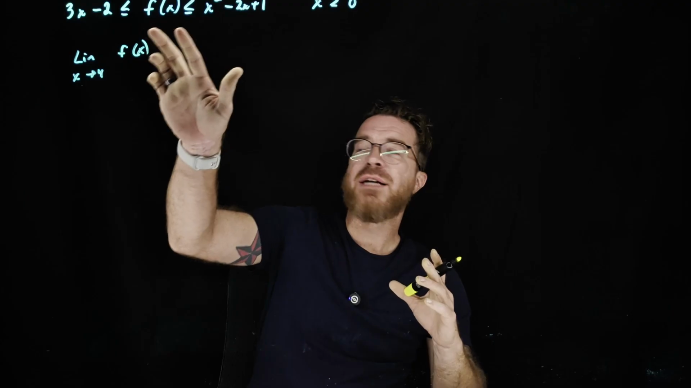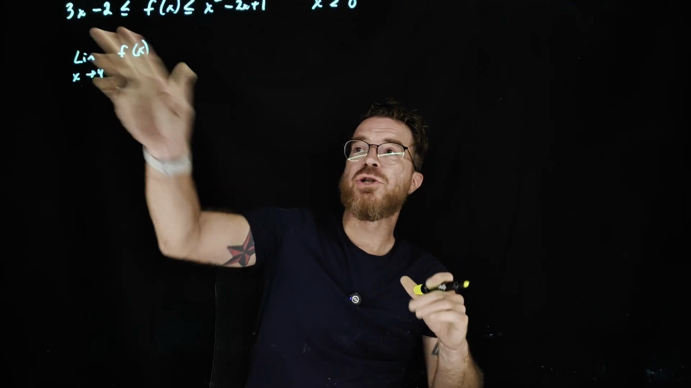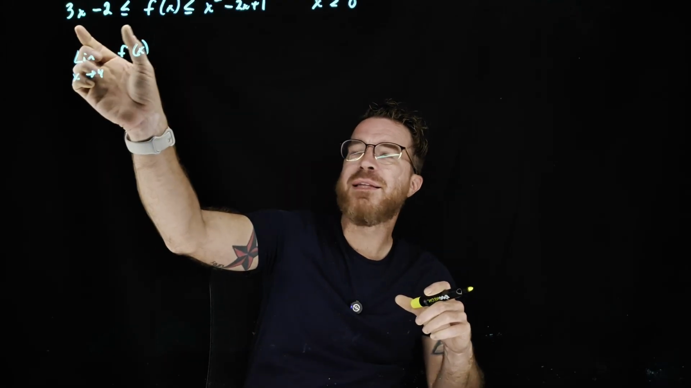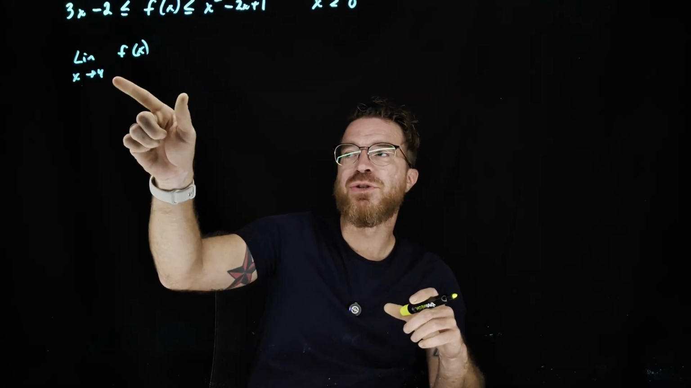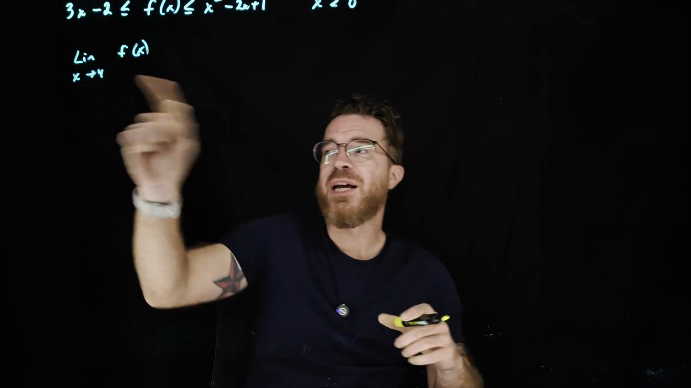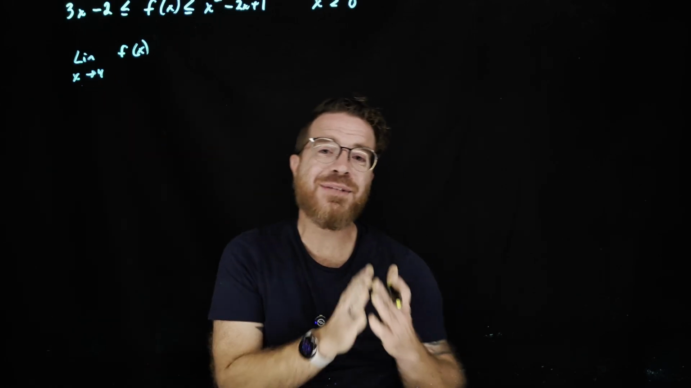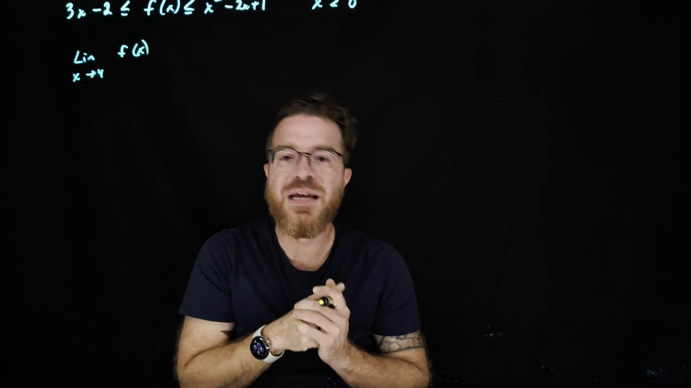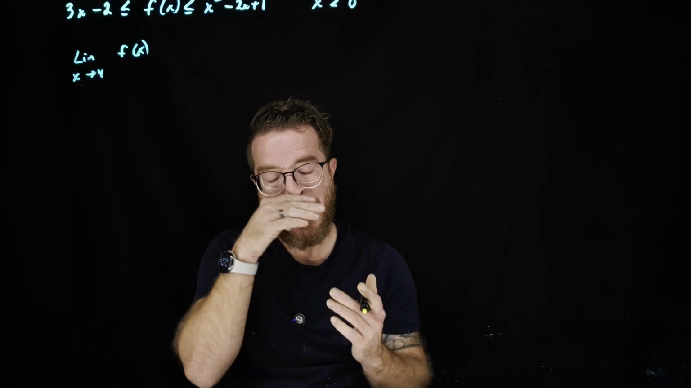So if we know that our f of x is always greater than or equal to this function and always less than or equal to this function, what we can do is look at the limit of this function as x approaches 4 and the limit of this function as x approaches 4, and see if it gives us some boundary conditions specifically to squeeze our middle function into a specific value.